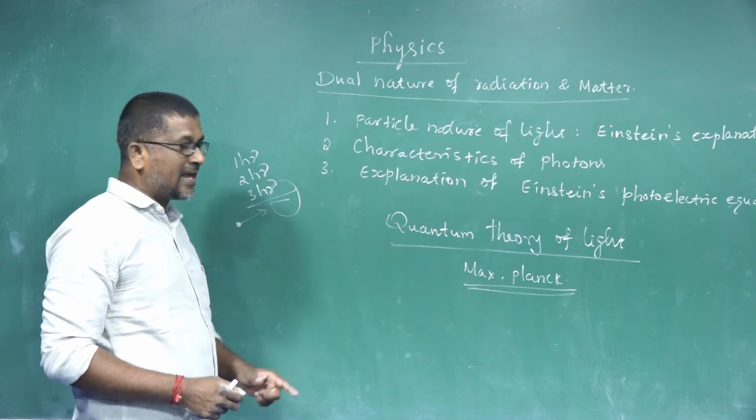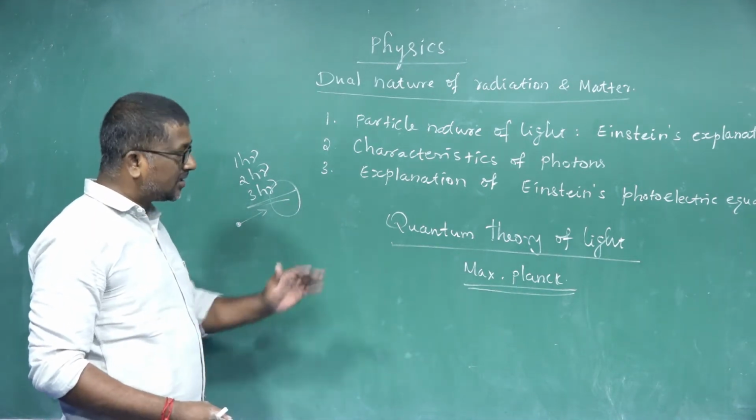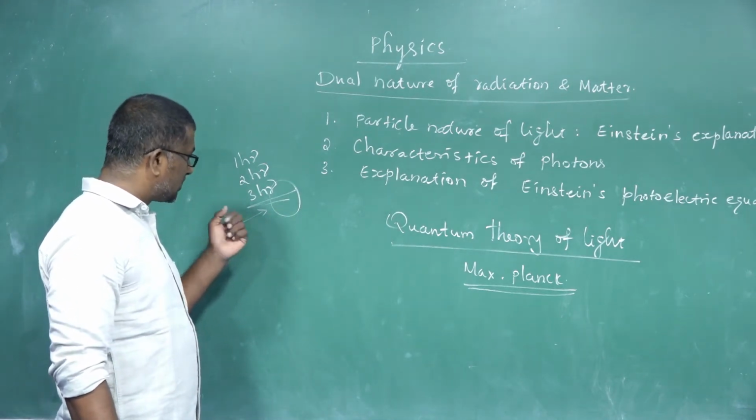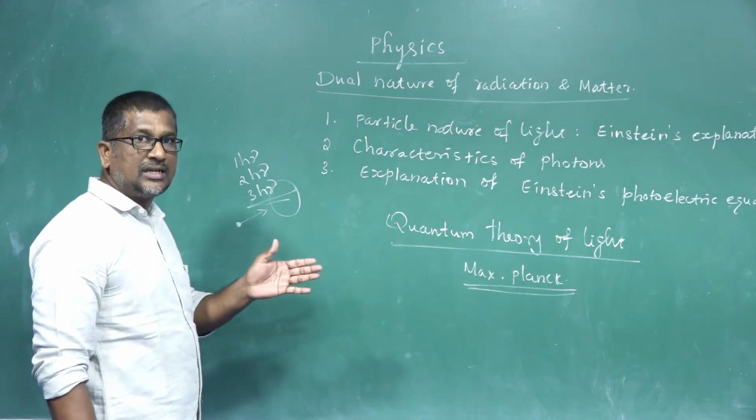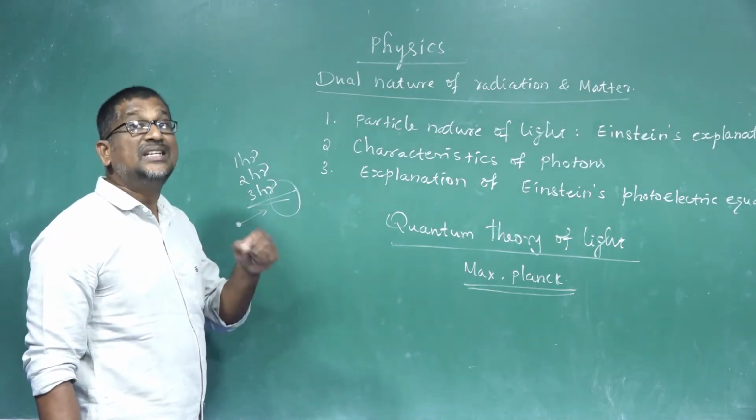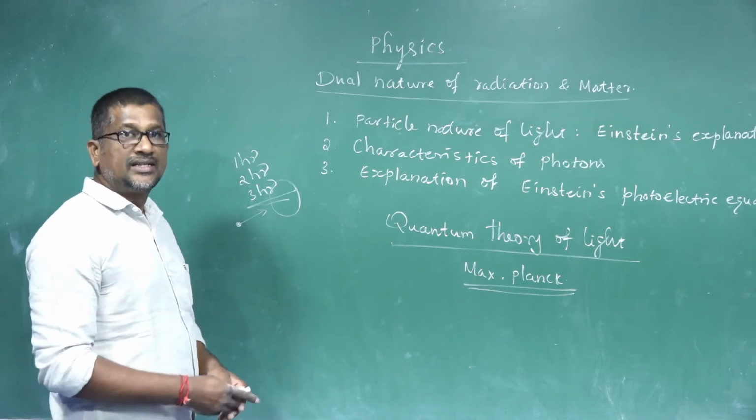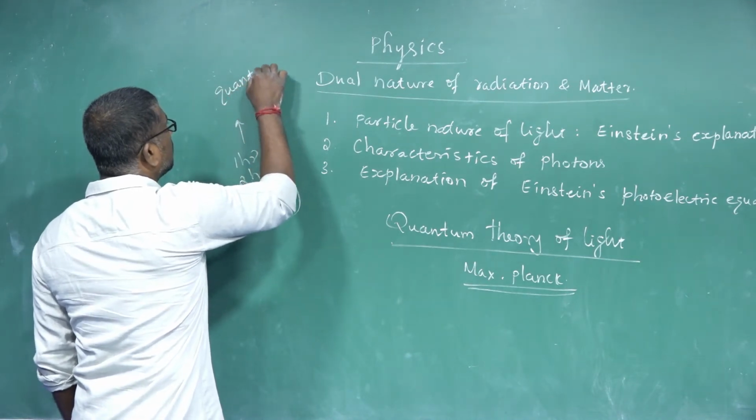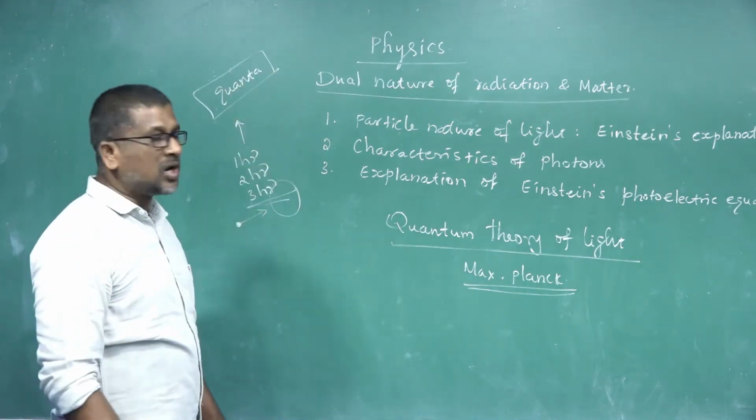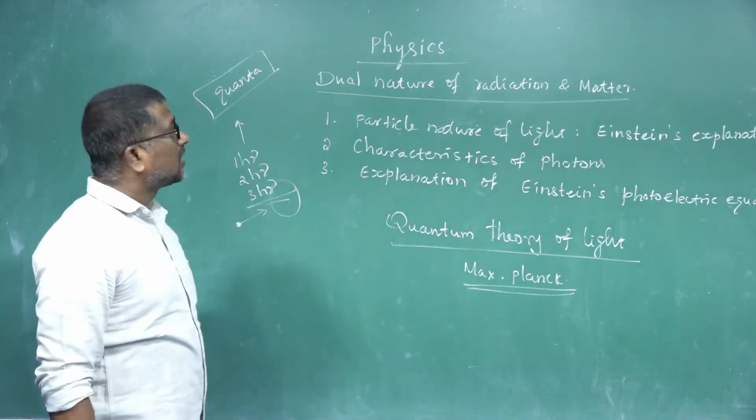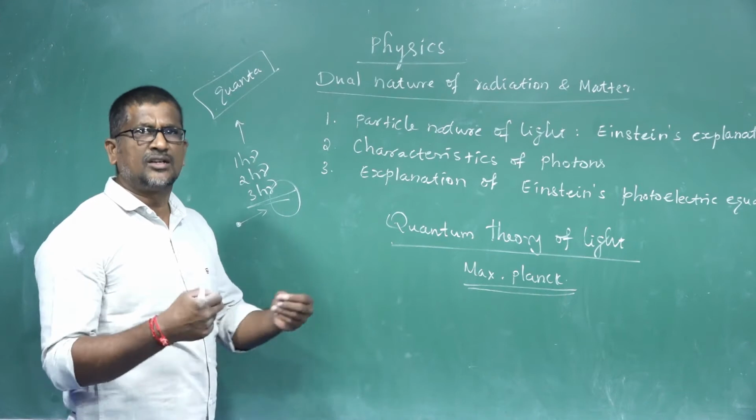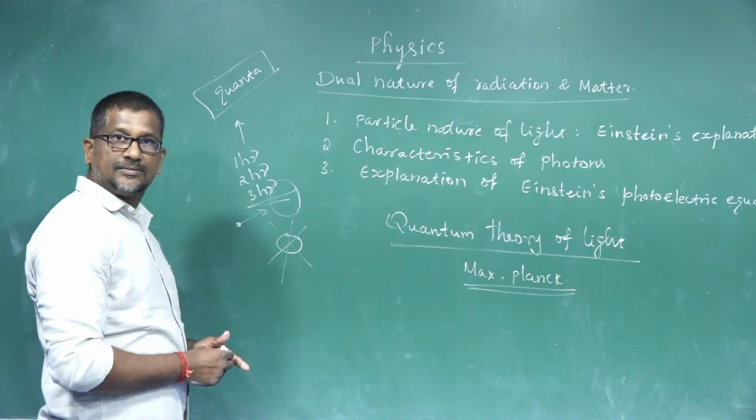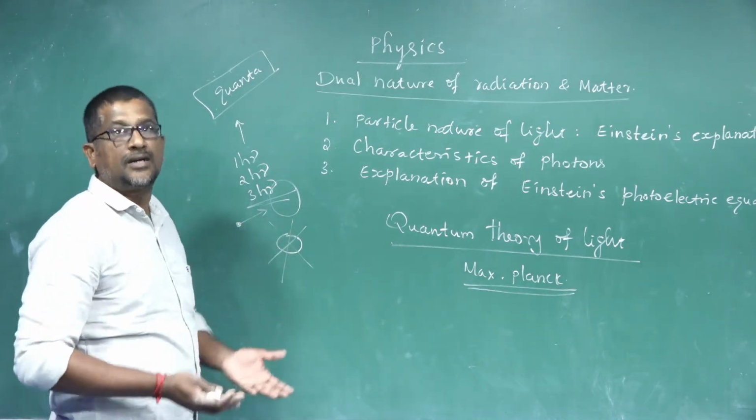So in his quantum theory of light, Max Planck suggested that light energy is emitted and absorbed not continuously, but in multiples of discrete packets of energy. That is called a quantum. And this quantum cannot be subdivided into smaller parts; it cannot be divided or split.